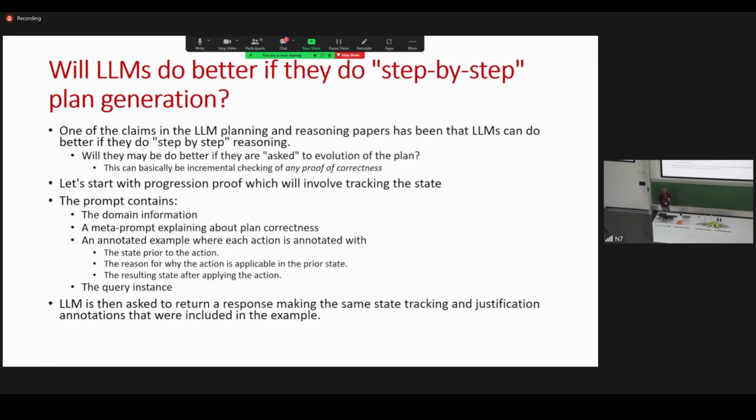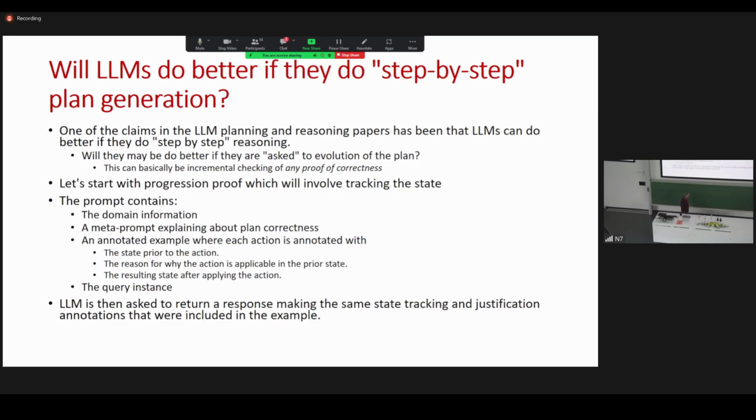Will LLMs do better if they do step-by-step plan generation? One of the big claims, and in some sense, it's not a bad idea, because remember, LLMs are essentially in-context learning, which is the prompting-based learning. Their conditional distribution changes based on what you have written. If you write magically the right words, maybe the conditional distribution will be closer to what you're hoping for, and it will start outputting the right words.